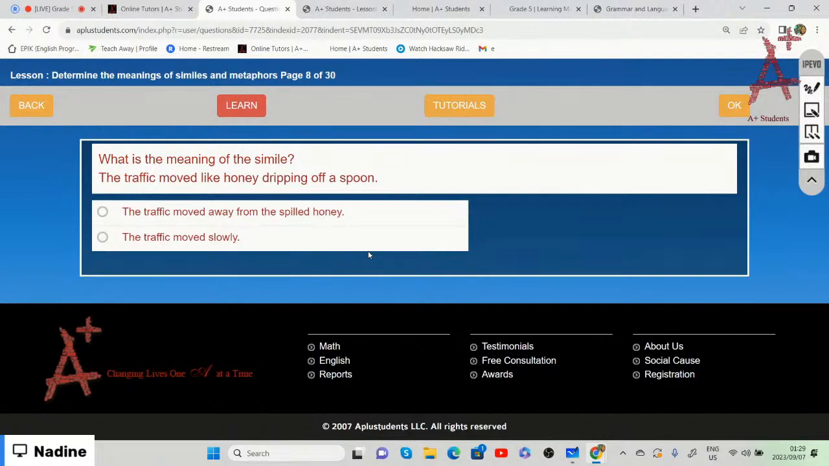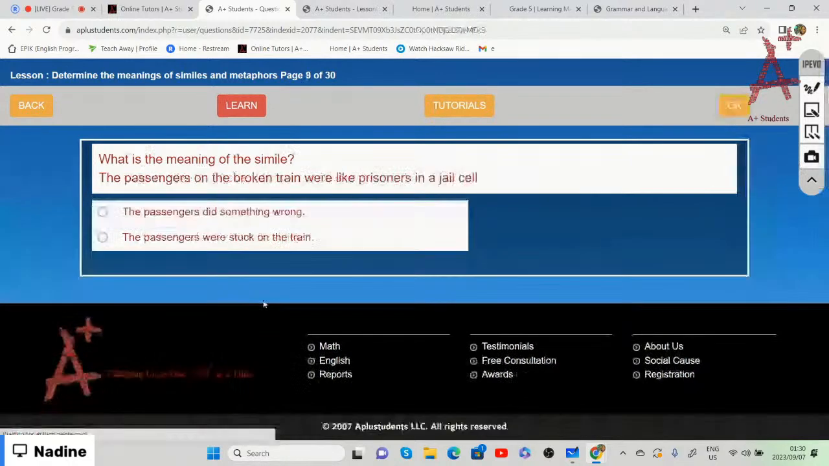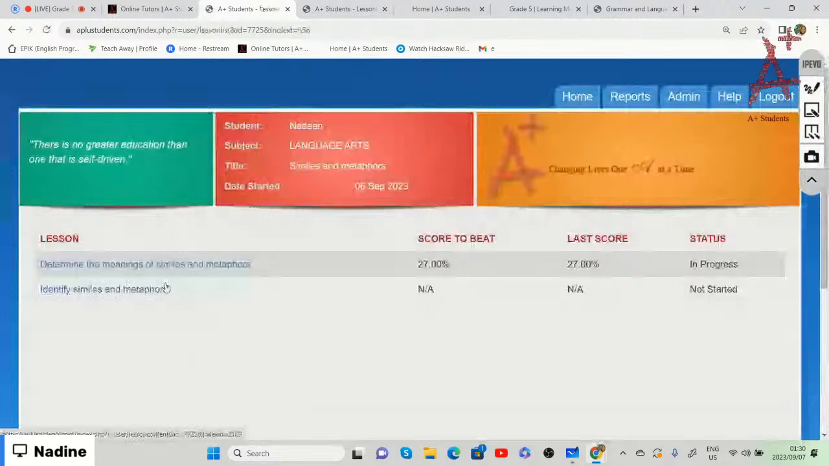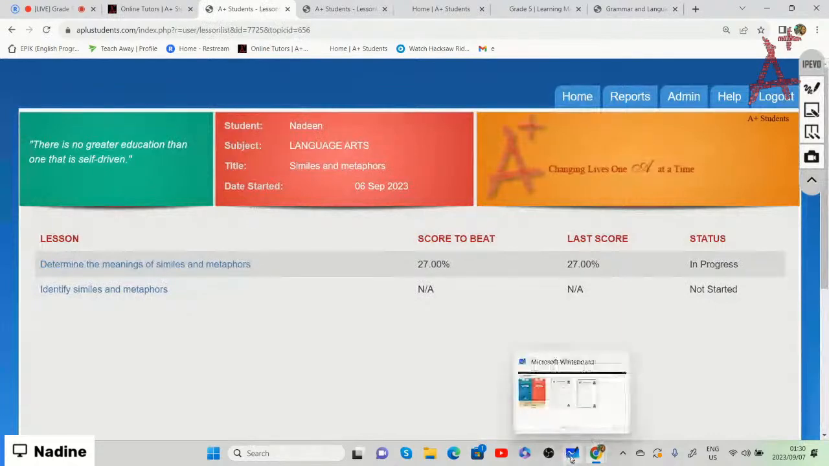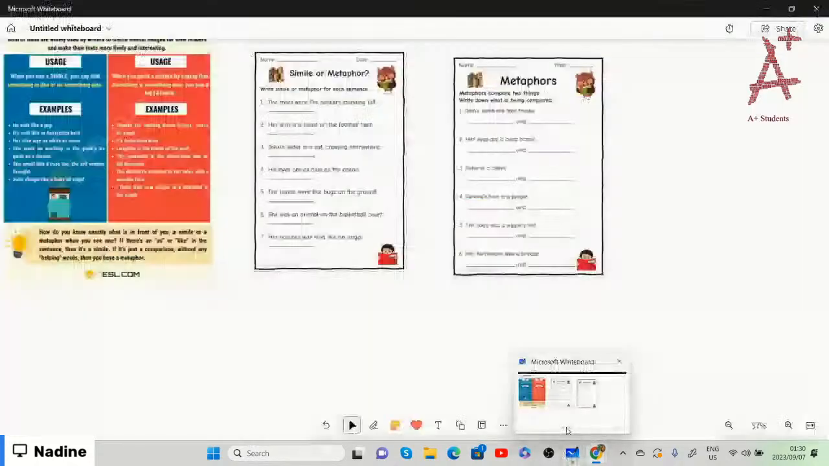We need to choose one of those answers. The traffic moved away from the spilled honey, or the traffic moved slowly. So in this case, if it is honey dripping off a spoon, then we can say it is the second option, which means that the traffic moved slowly. All right. Now that is determining the meanings of similes as well as metaphors, before identifying similes as well as metaphors.